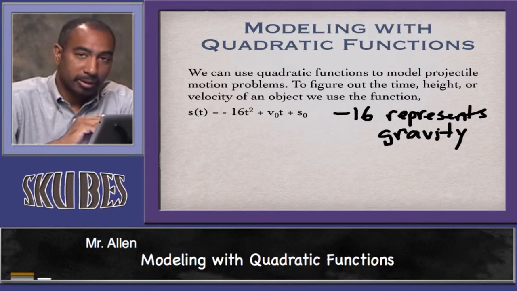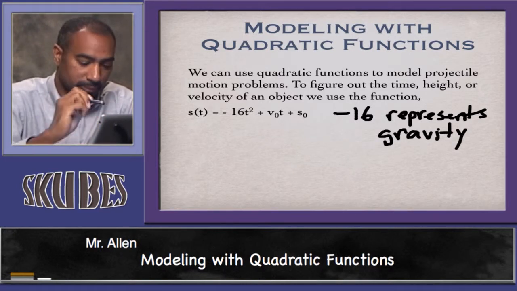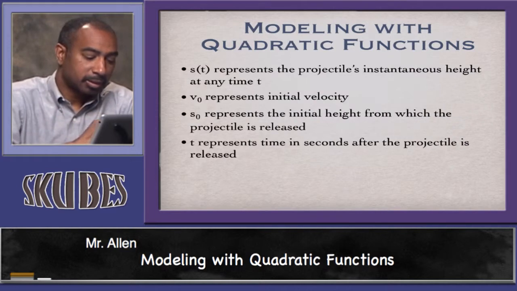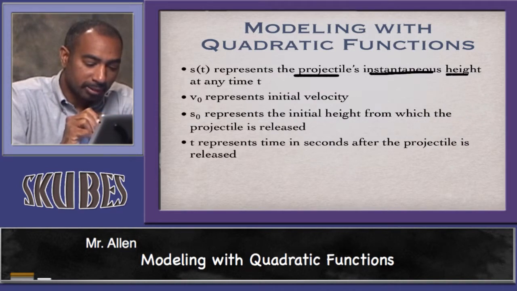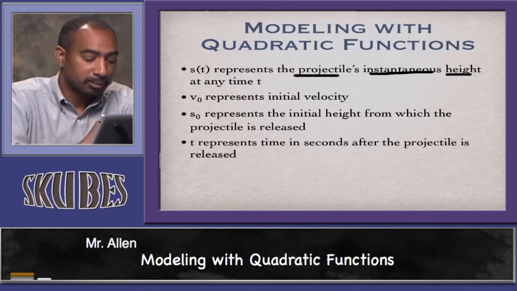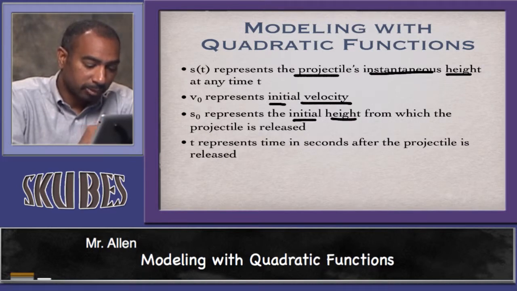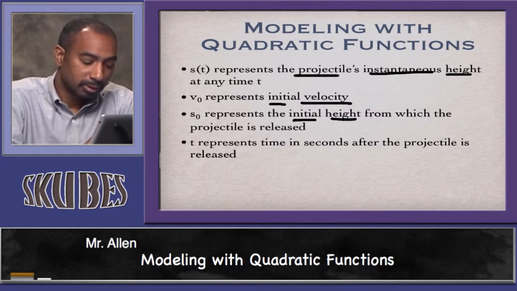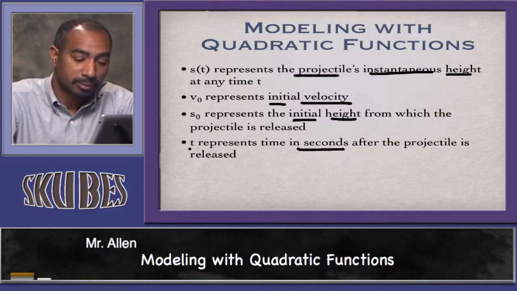And I'll explain what the other variables mean. S of t represents the projectile's instantaneous height at any given time t. V represents initial velocity. S represents the initial height from which the projectile is released. And t represents time in seconds after the projectile is released.